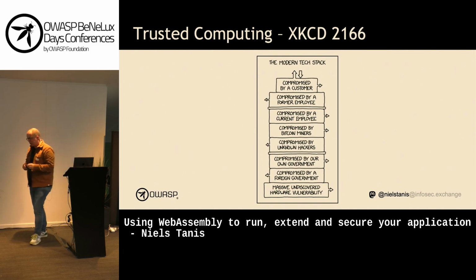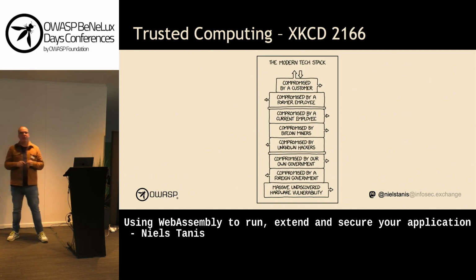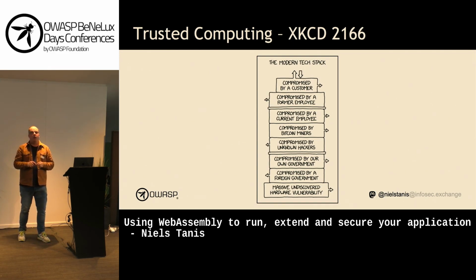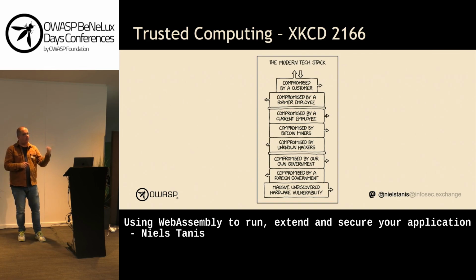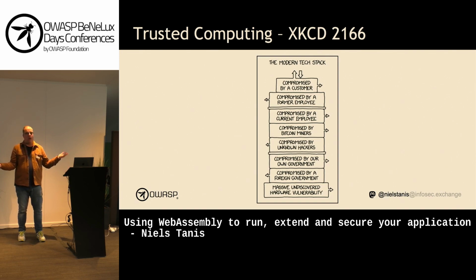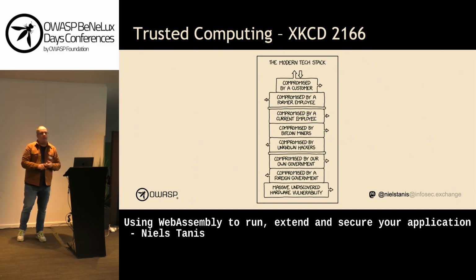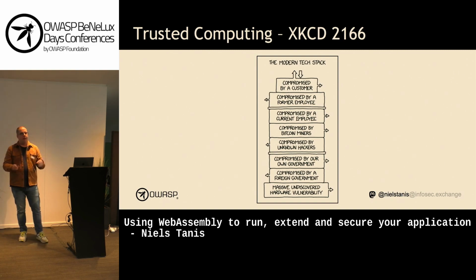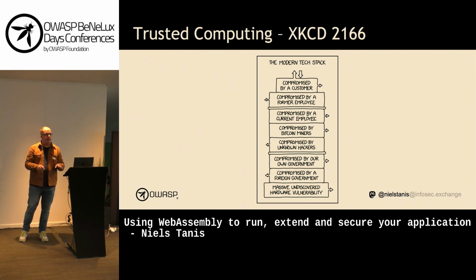Let's move on to the next security thing, which is called trusted computing. And you probably know these cartoons, right? XKCD. This shows the modern tech stack, and these are all the layers that you use if you run stuff inside the cloud, if you run on some kind of cloud provider like Azure or AWS or Google Cloud or whatever. You have the former employee that might be a risk. You have the nation state somewhere at the bottom that will take the hardware and do funny stuff with it, right? So this is the thing.